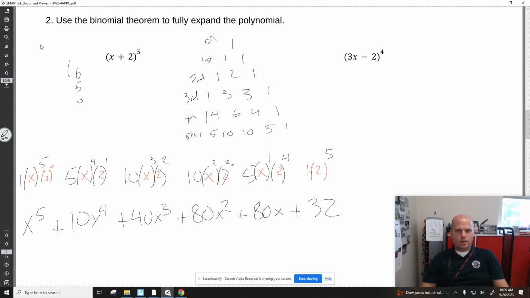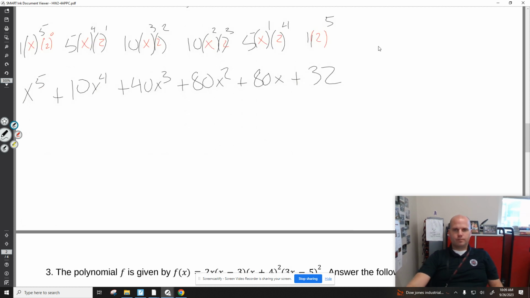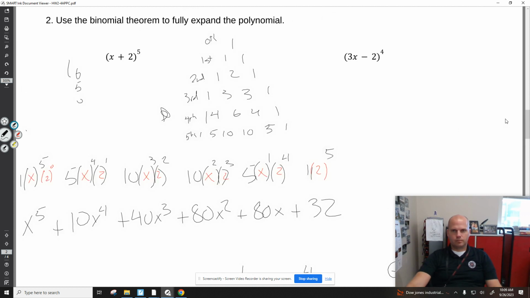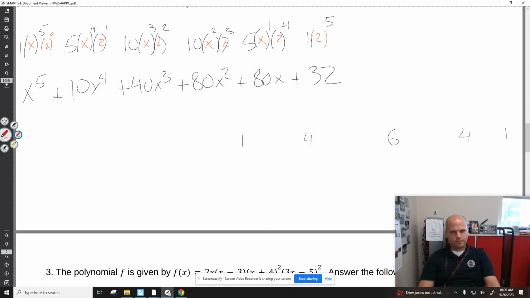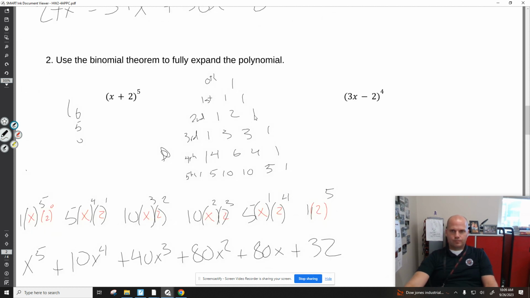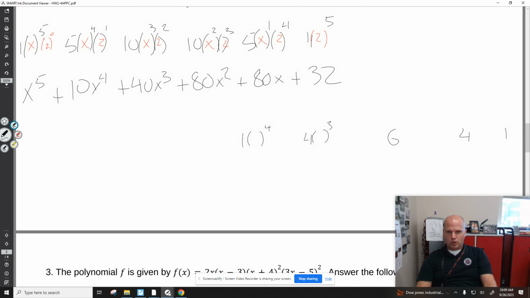Okay, the next one is a 4th power: 1, 4, 6, 4, 1. Descending powers for the first term, ascending powers for the second term, or just be consistent. It actually doesn't matter. So, first term to the fourth. First term cubed, second term to the first. First term squared, second term squared. First term to the first, second term cubed.